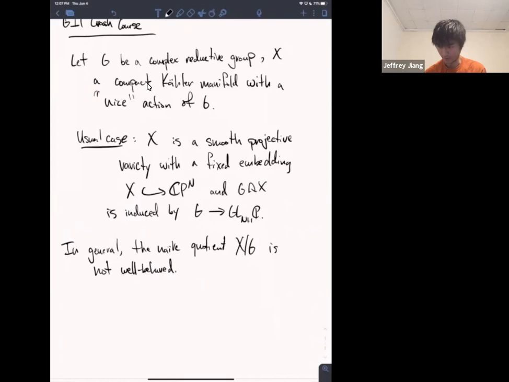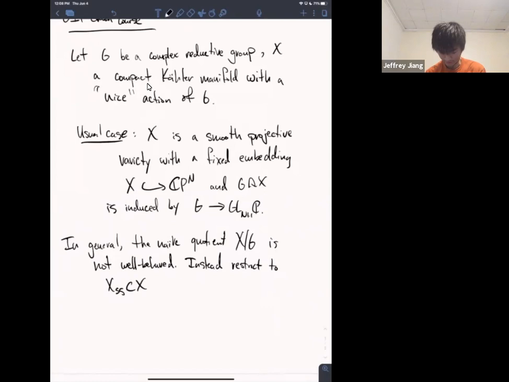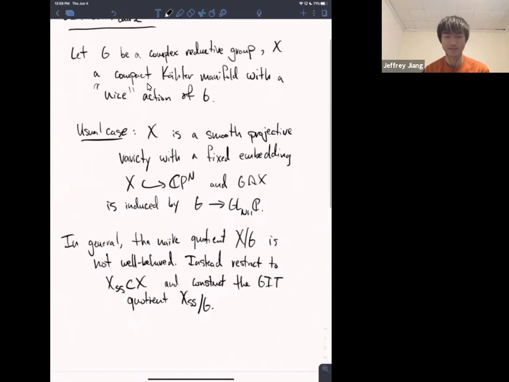So essentially the idea is to replace this instead. You restrict to some subset of X called the semi-stable locus of semi-stable points, which I won't really go into, but it does coincide with our notion of semi-stability for holomorphic bundles. And construct the GIT quotient. So you mod out the semi-stable locus by the action of G. And then this is a nice space for the most part.